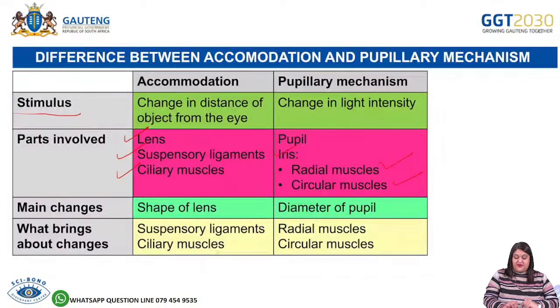What brings about the change? In accommodation, the suspensory ligaments and the ciliary muscles, because remember, the ciliary muscles are going to contract or relax, and that's going to cause the suspensory ligaments to slacken or become taut. And in the pupillary mechanism, it's the radial muscles that are going to contract or relax, and the circular muscles that are going to contract and relax, which is going to cause the size of the pupil to change.